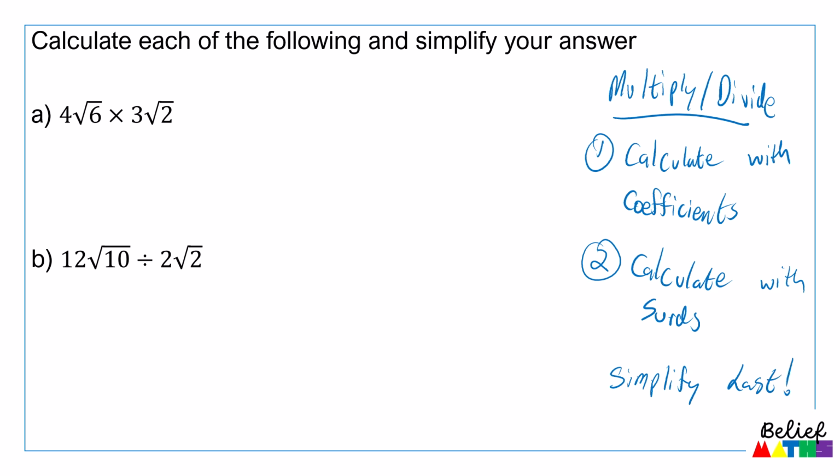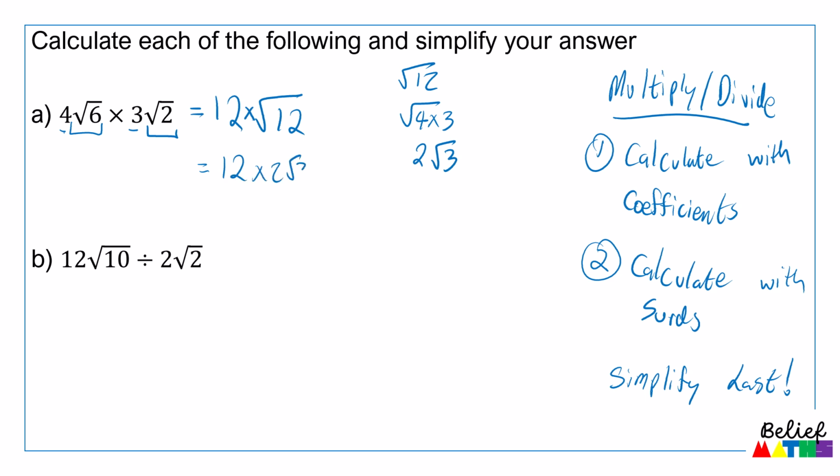So very simply in this first one, we've got 4 and 3 on the outside. So 4 times 3 gives us 12, and then root 6 times root 2 is the square root of 12. Now the square root of 12 can be simplified. If we do it over here, square root of 12 can be written as root 4 times 3, and the square root of 4 is 2, so that's 2 root 3. So we've got 12, there's actually a little invisible multiply sign here. So 12 times root 12 is the same thing as saying 12 times 2 root 3, which is 24 root 3. And that's our simplified answer.